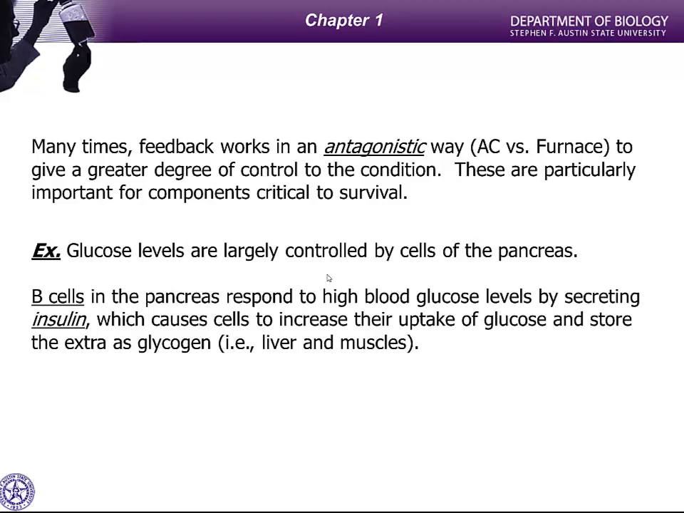Now, we also have antagonistic cells that are going to help regulate that blood sugar when your blood sugar level drops. And to help you get a better appreciation for this antagonistic homeostatic regulation of carbohydrate level, let's watch this video.